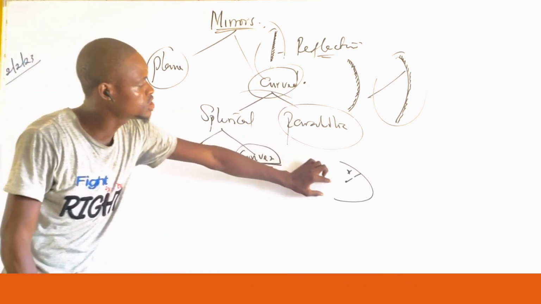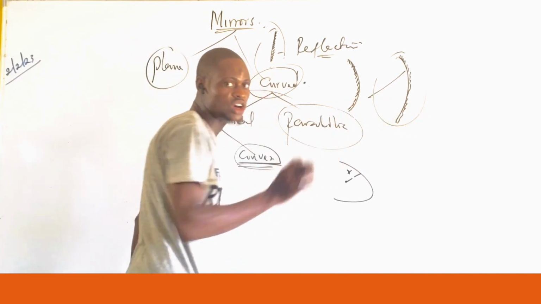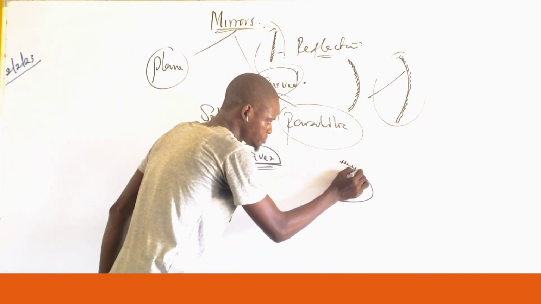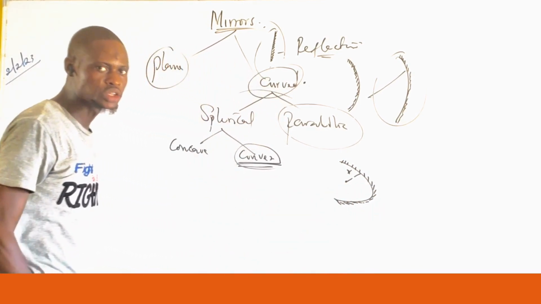And then the parabolic mirror. A parabolic mirror is always a typical example of a concave mirror because the outer surface is always shaded. Are we together like that?